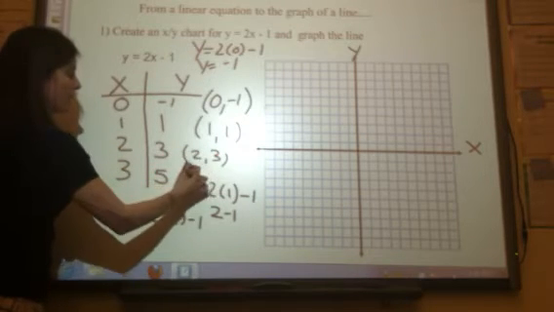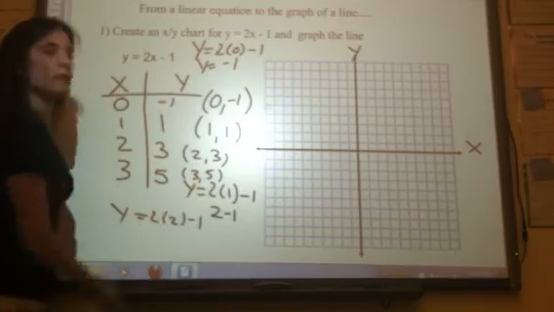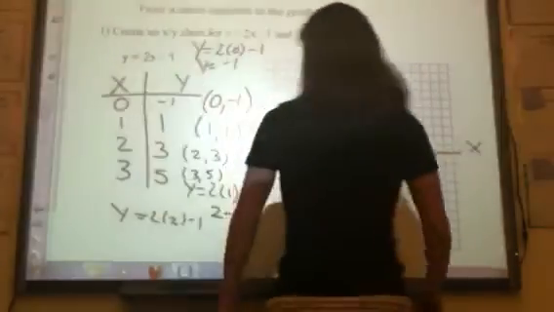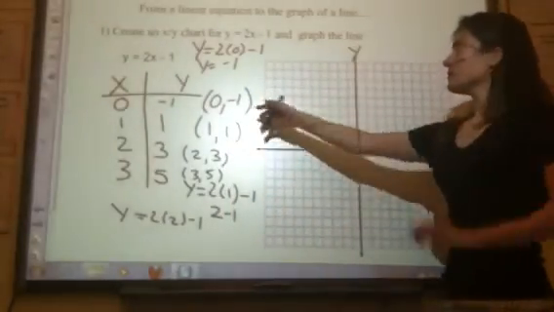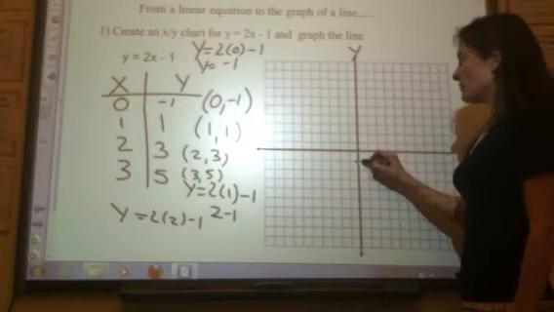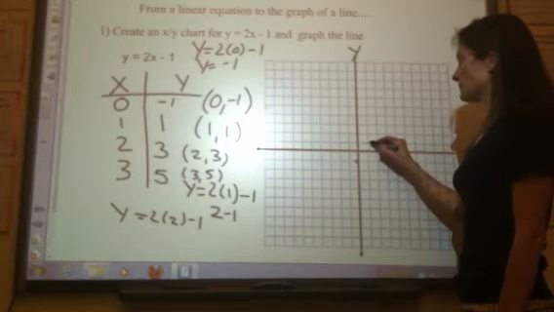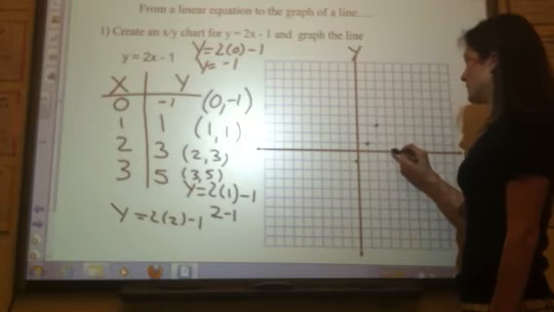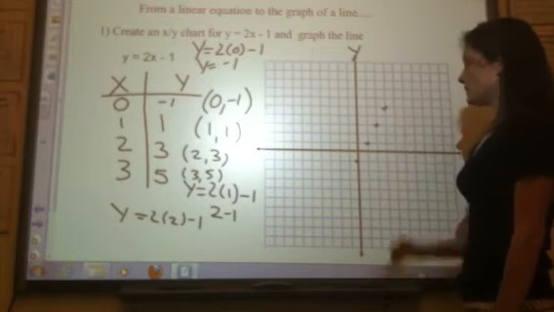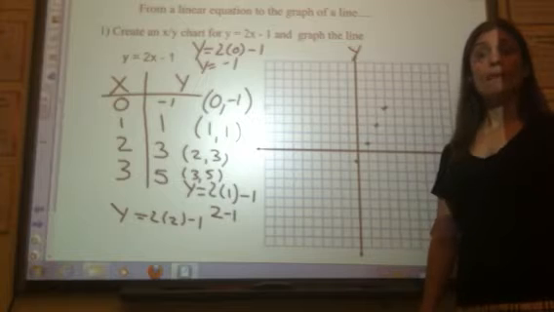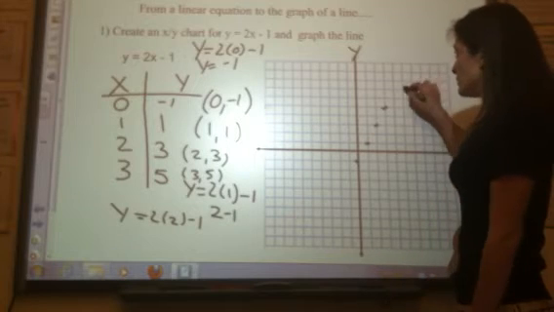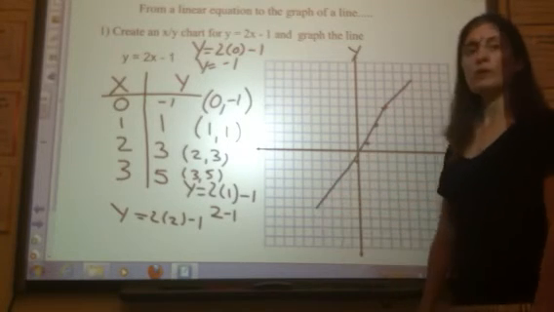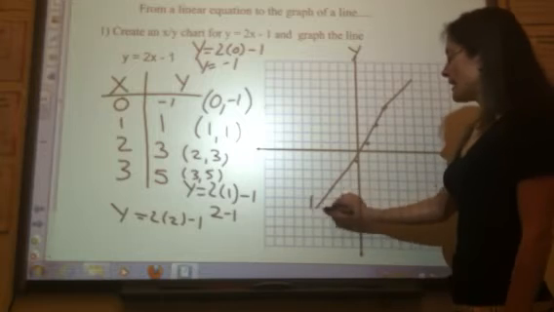So now I have 4 coordinate pairs. So I'm going to plot 0, negative 1, 1, 1, 2, 3, and 3, 5. 4 dots. They're in a line. We need to connect them with a ruler. You need to put arrows.